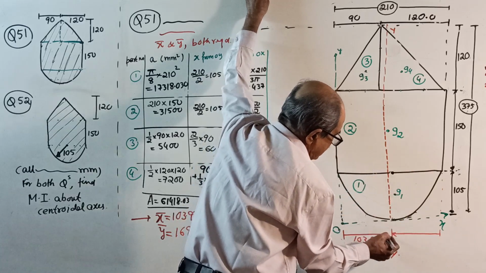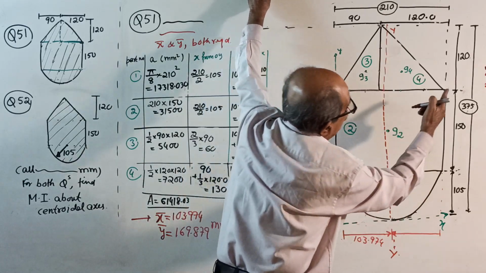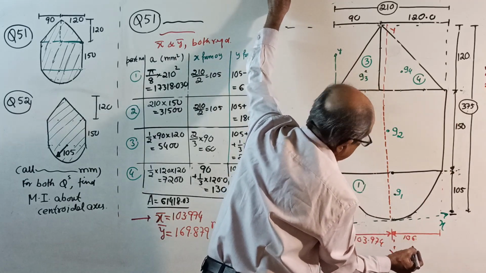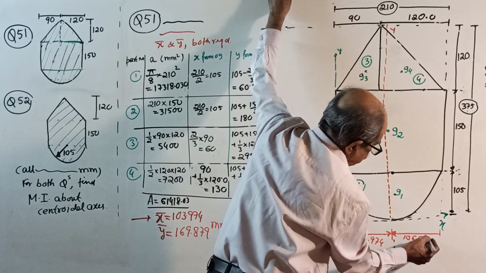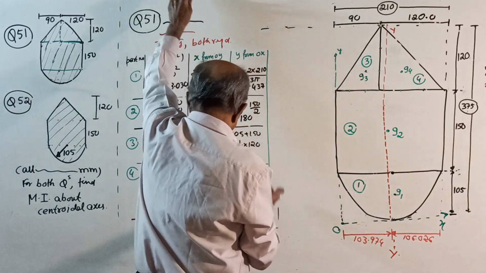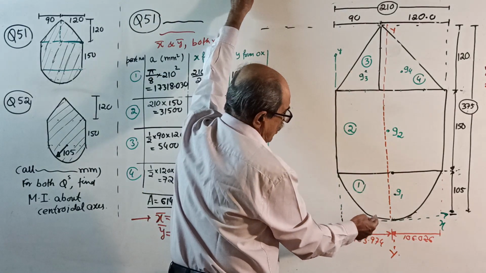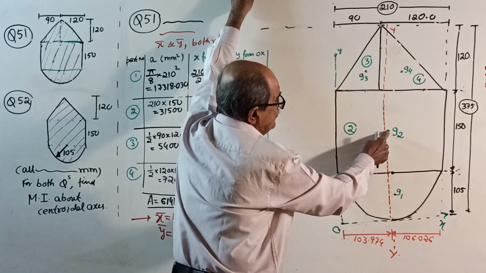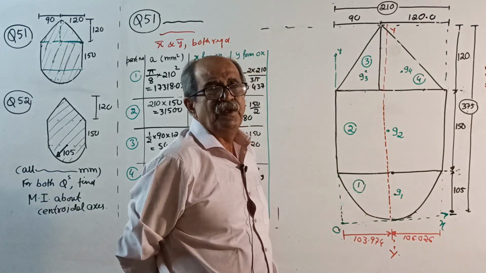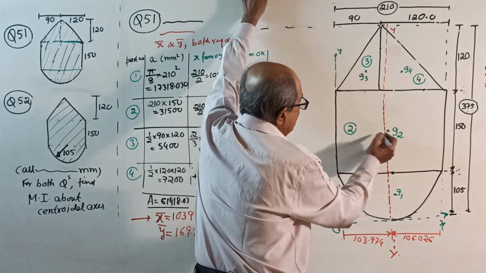I already noted down the answer to save the time. From total 210, subtract it. I'll check the camera once again. 106.026, correct? Okay. Now, y bar, we got 169.879. See, 105 up to here. Up to center is 105 plus another 75. 105 plus 75 is 180. We got 169. So, slightly below.